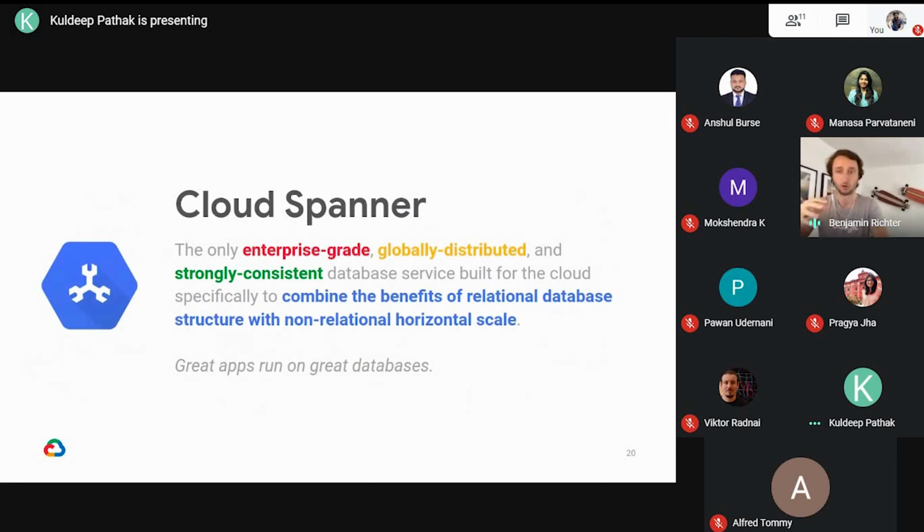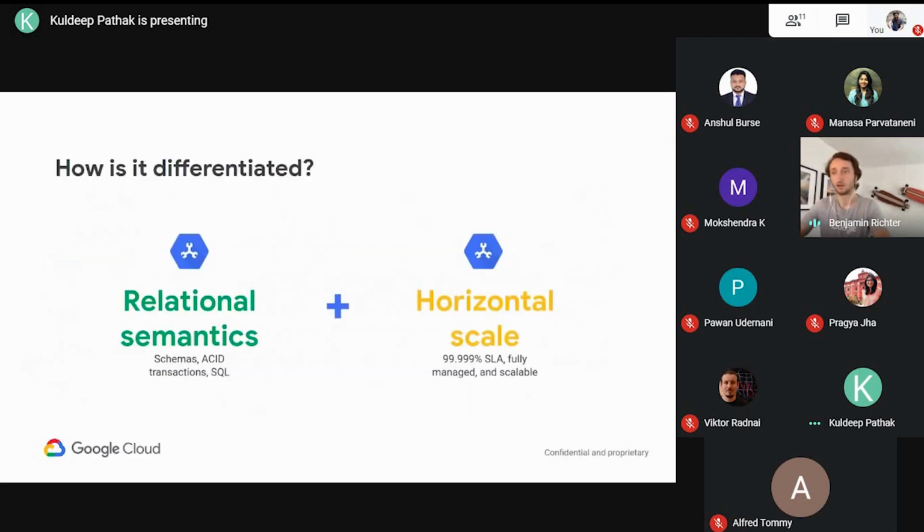But I think it's good to know that the technology exists to even scale a relational database horizontally. And we will look at this in more detail going forward. So if you look at the next slide, you can see what's special about Cloud Spanner is that it combines relational semantics with the ability to horizontally scale.